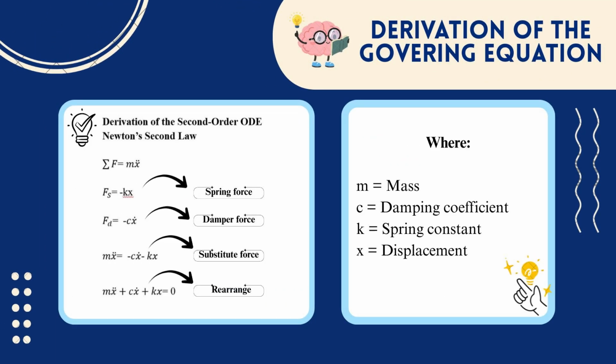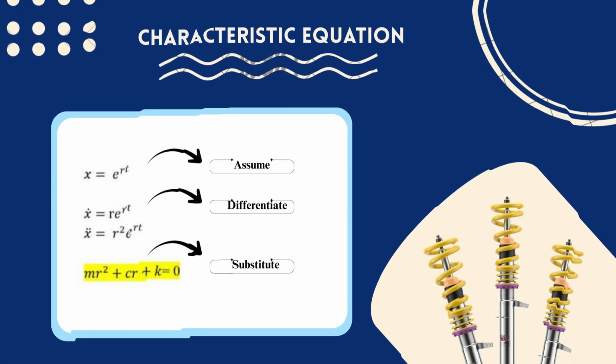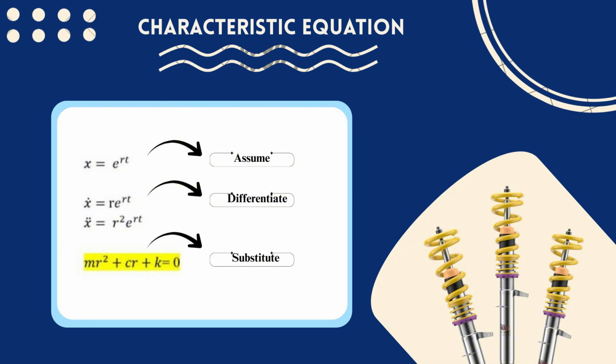The motion of the coilover can be described using Newton's second law. 2 forces act on the system, the restoring force produced by the spring and the resisting force produced by the damper. Combining these forces gives the governing equation, which is mx'' + cx' + kx = 0. Here, m represents the mass, c is the damping coefficient, k is the spring constant, and x is the displacement from the equilibrium position.